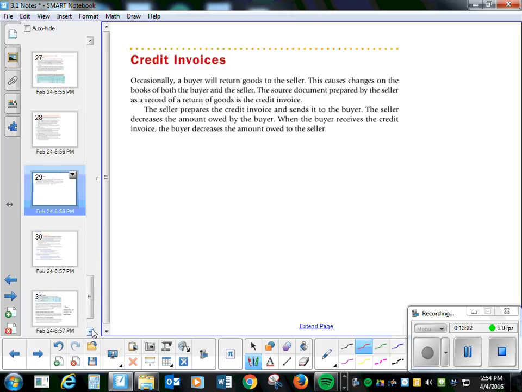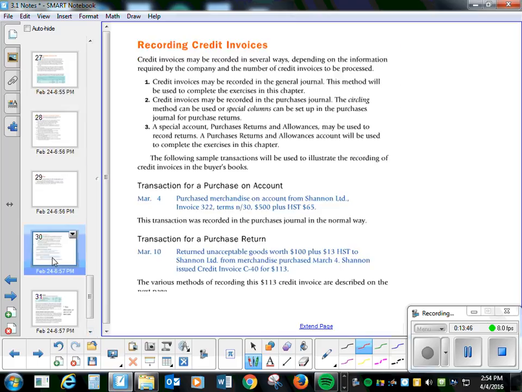And also need to remember about credit invoices. Occasionally a buyer will return goods to the seller. This causes changes on the books of both the buyer and the seller. The source document prepared by the seller as a record of a return of goods is a credit invoice. The seller prepares the credit invoice and sends it to the buyer. The seller decreases the amount owed by the buyer, and when the buyer receives the credit invoice, the buyer decreases the amount owed to the seller.